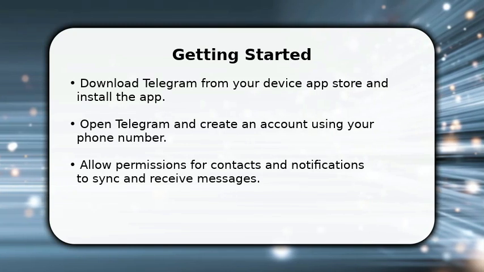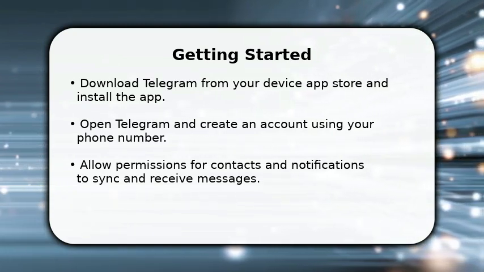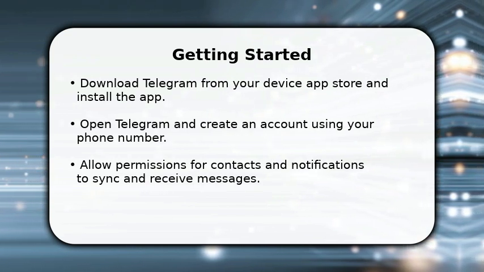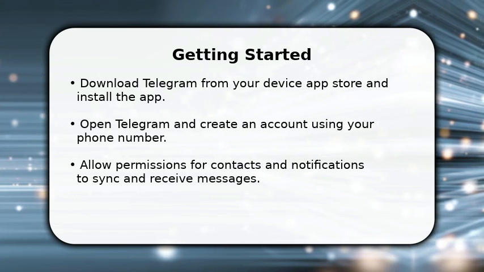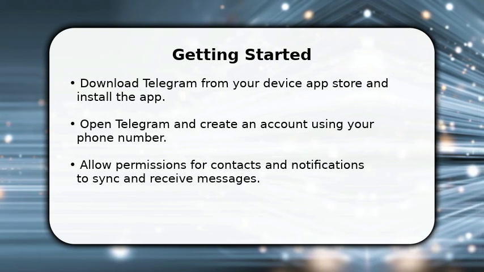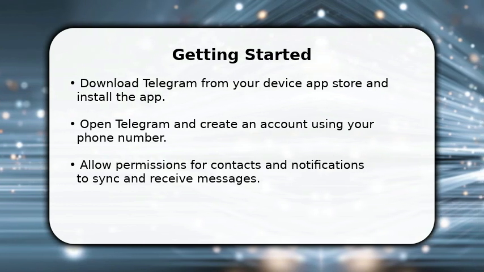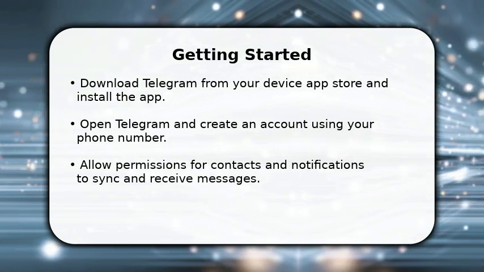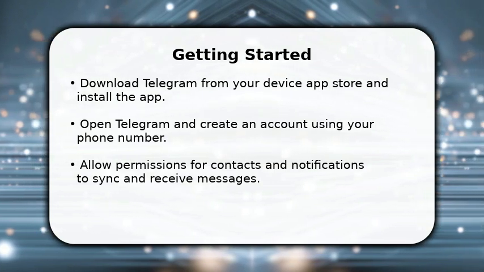In this video, I will show how to start using Telegram step by step. Open your App Store, download Telegram, and install it now. Tap to open the app and enter your phone number to create an account. Verify with the code sent by SMS, then set a profile name and photo. Allow contacts and notifications so you can find friends and receive messages quickly. I will walk you through privacy, chats, and basic settings next.